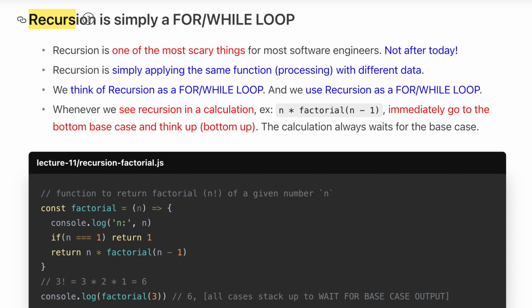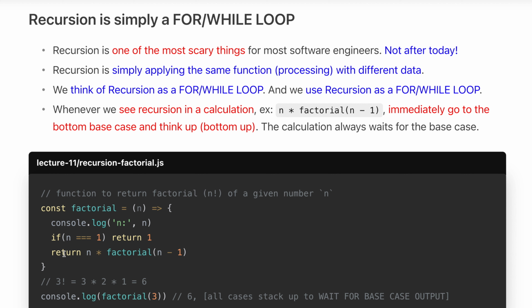First, to set a theme for today's recursion tutorials, we want to remember that recursion is simply just a for or while loop. We're going to see why in the details later. Recursion is probably one of the most scary things for most software engineers, but not after today. In general, recursion is simply applying the same function, the function that processes the data, with different data. So we think of recursion as a for or while loop, and we use recursion as a for or while loop. After today's tutorial, you're going to be able to do so.